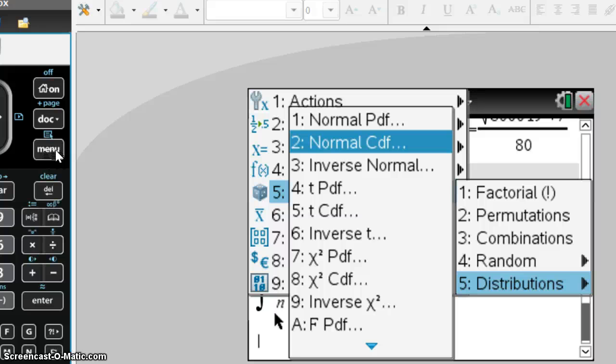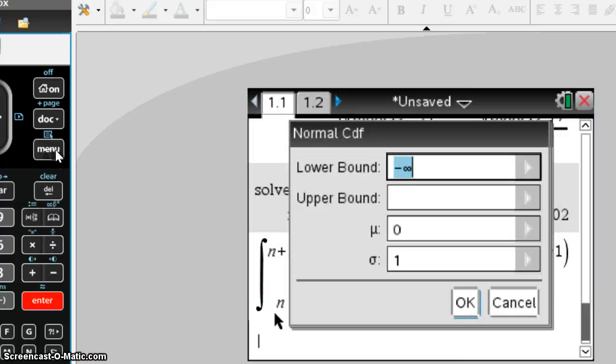We never use normal PDF, which might get a bit confusing later on when we do binomial PDF and CDF, but we only ever use normal CDF, I should say. So I push enter on that one. Now it asks me for my lower bound, my upper bound, my mean, and my standard deviation.